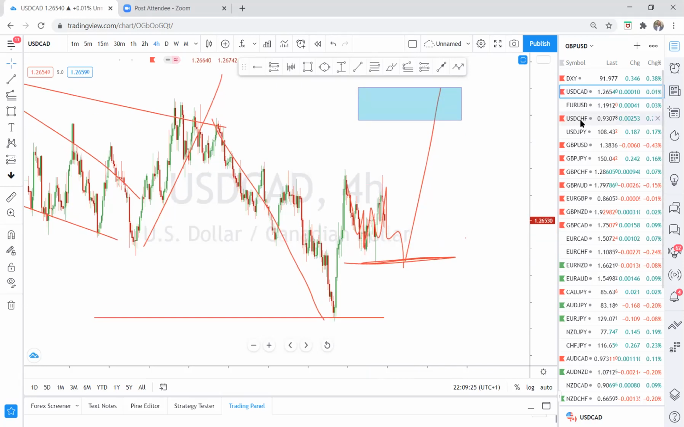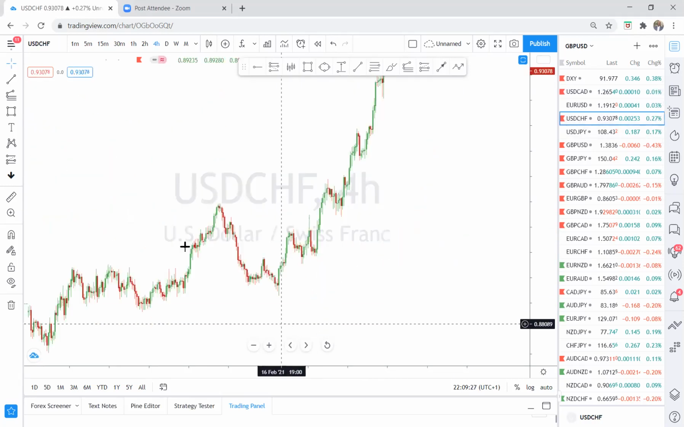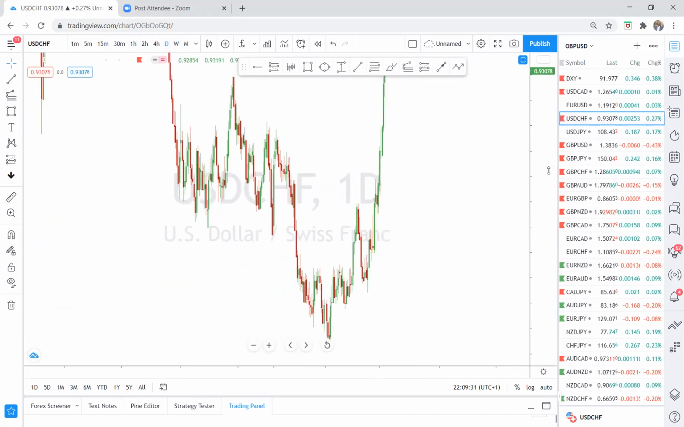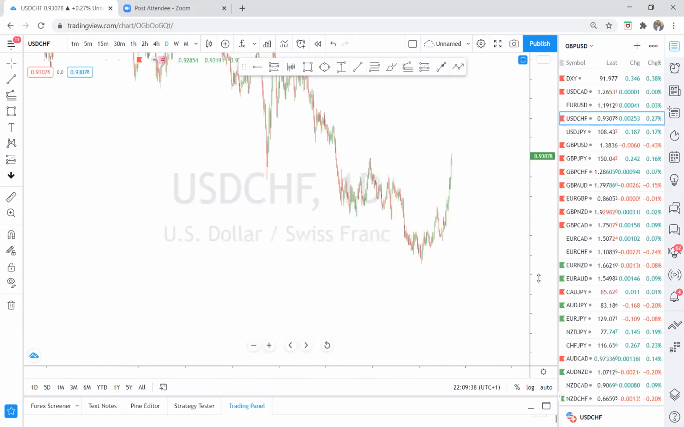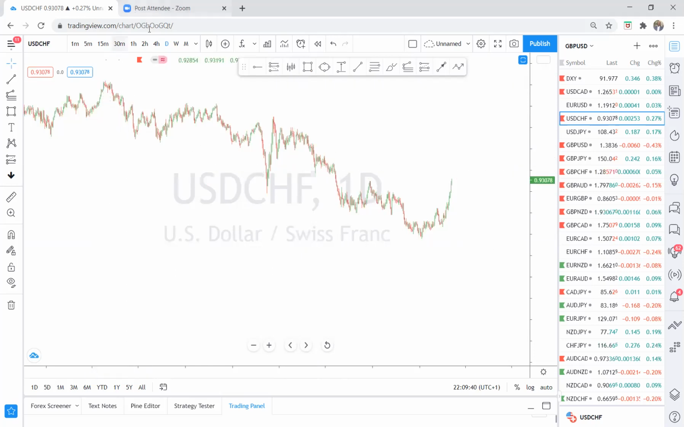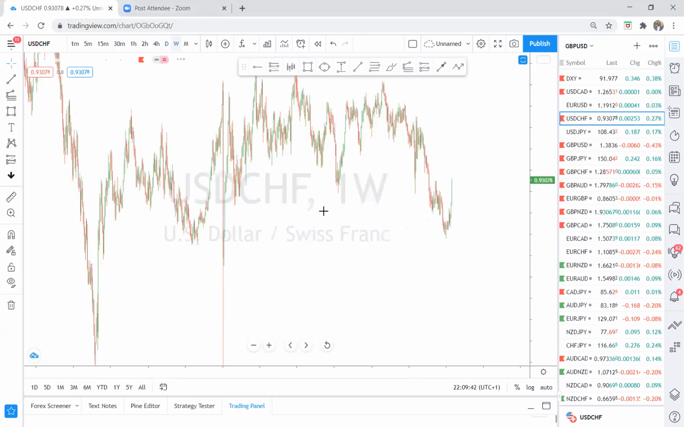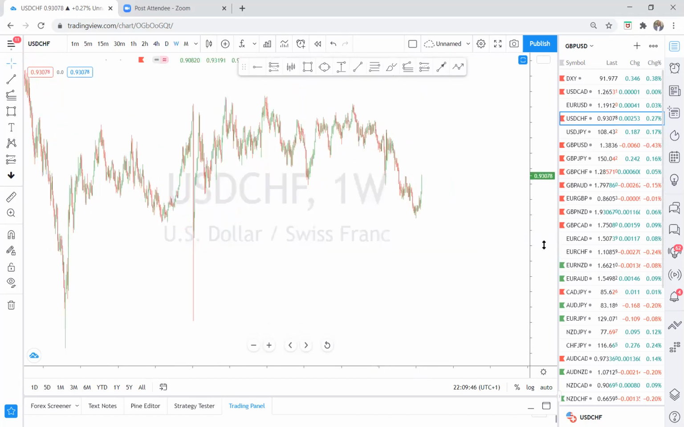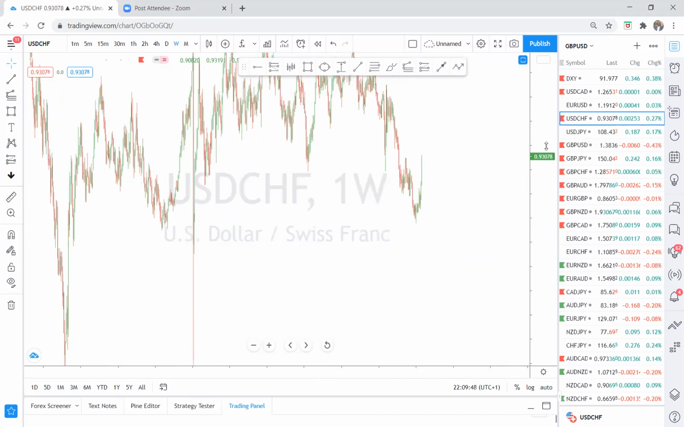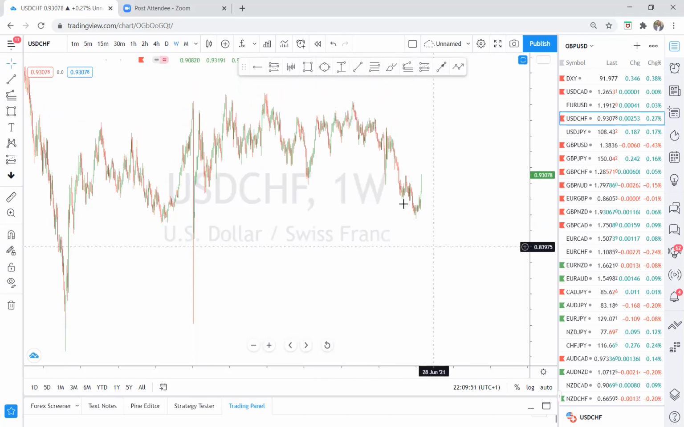All right, next, USD CHF daily. So we are still expecting a little bit of downside from DXY, so we shouldn't expect that USD CHF will just continue to rocket to the moon at this level. It's going to correct and have a move to the downside.